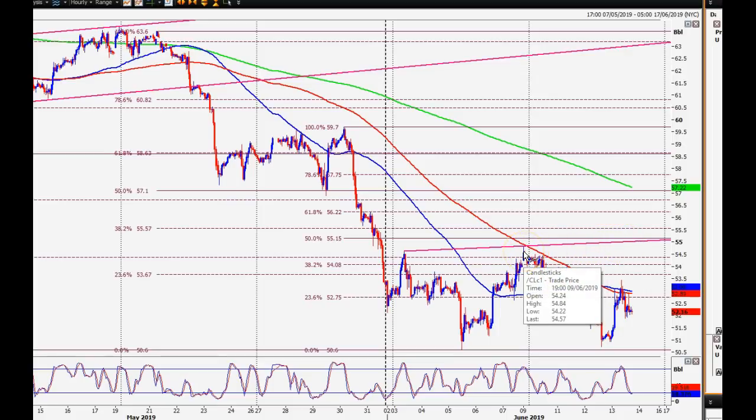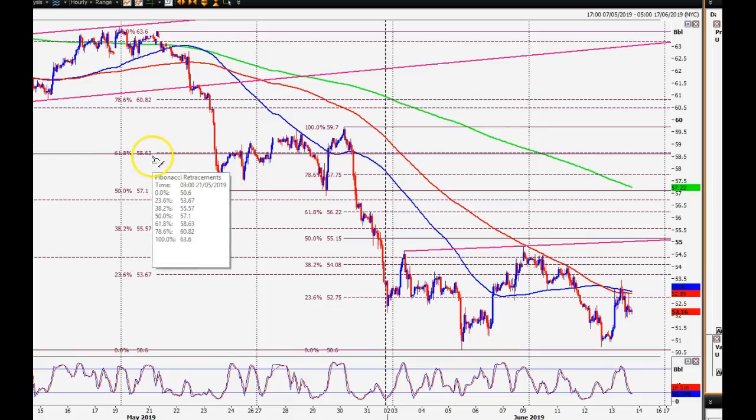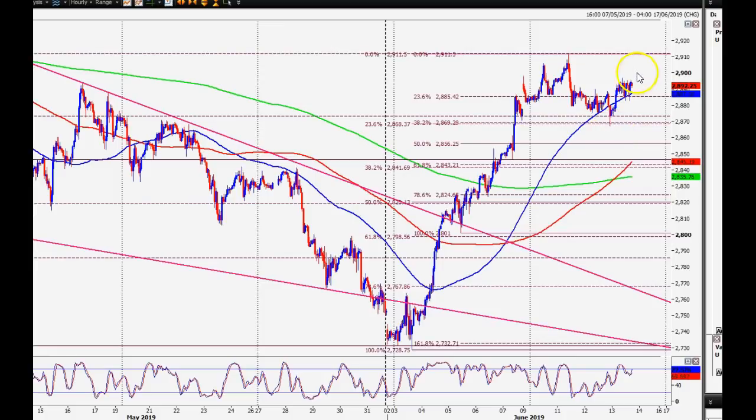So that will take us up potentially another 400 ticks from there. We're close to $59. Well, anyway, a reasonable target would certainly be the 61.8% fib I've got here up at 58.63.